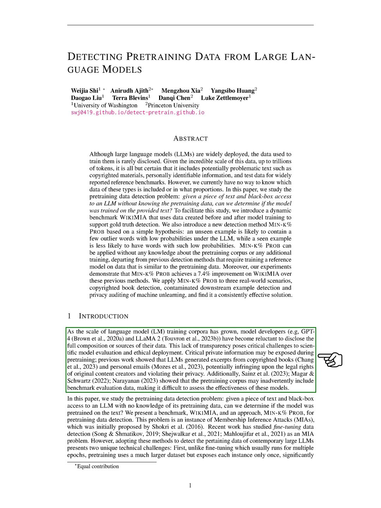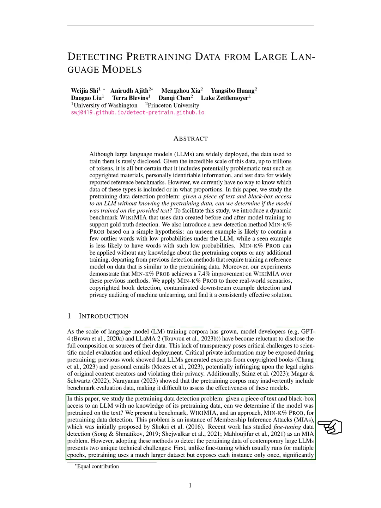For instance, private information could be unintentionally revealed during the training process. Past studies have shown that language models can generate text from copyrighted books and personal emails, which could infringe on the rights of the original authors and violate their privacy. Moreover, the training data might unintentionally include benchmark evaluation data, making it hard to accurately assess the model's performance.